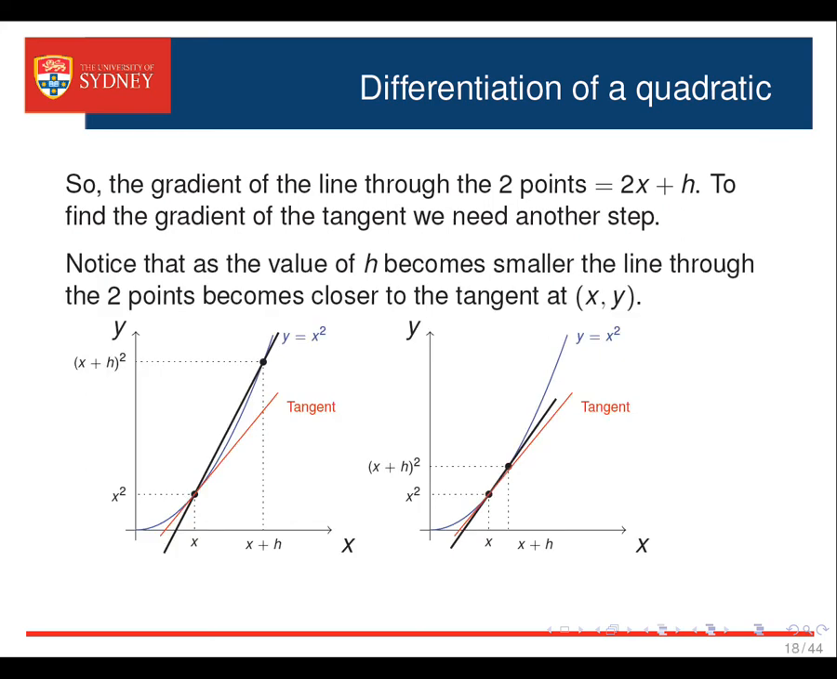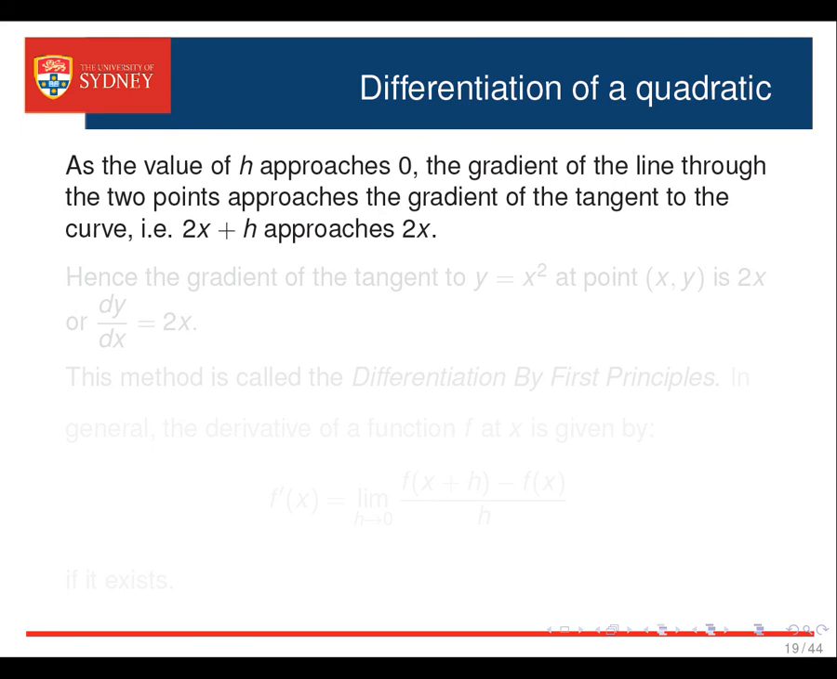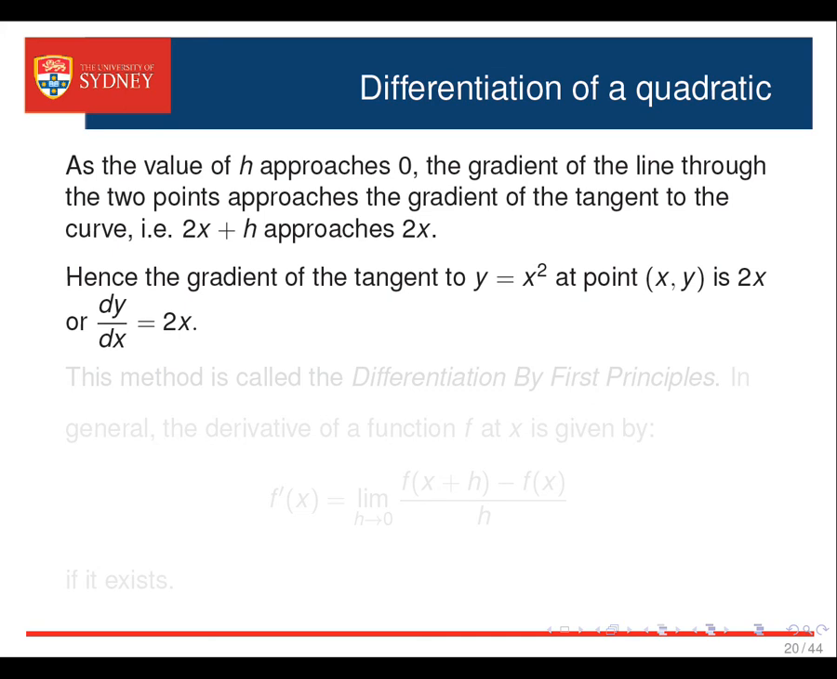Notice that as h became smaller, the line through the 2 points, that is the black line, became closer to the tangent, shown here as a red line. As the value of h approaches 0, the gradient of the line through the 2 points approaches the gradient of the tangent to the curve. As h approaches 0, we find that 2x plus h approaches 2x. Hence the gradient of the tangent to y equals x squared at a point (x, y) is 2x. This method is called differentiation by first principles.